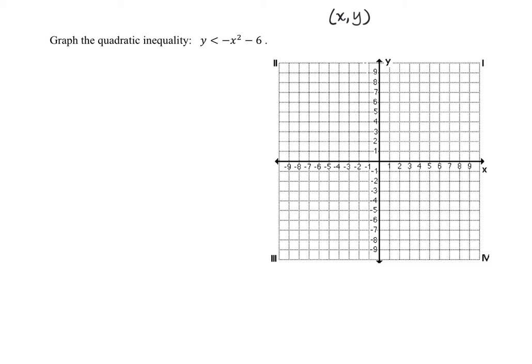So to begin with, you can virtually ignore the inequality sign and just think about graphing the parabola y equals negative x squared minus 6. So we understand in this case that the parent function is going to be y equals x squared, which is a parabola. And then the negative out in front is going to cause a reflection over the x-axis. So the parabola will be opening down. And then we also have a shift down 6 because of this negative 6. So we're going to go ahead and go down 6. That will be our vertex.